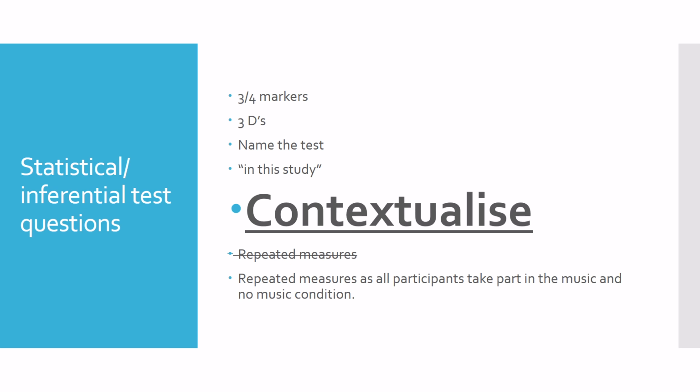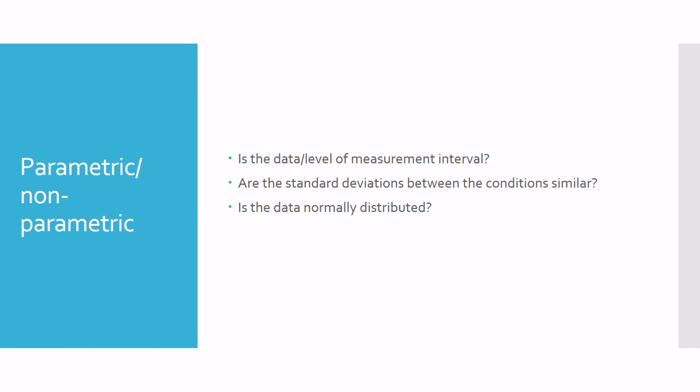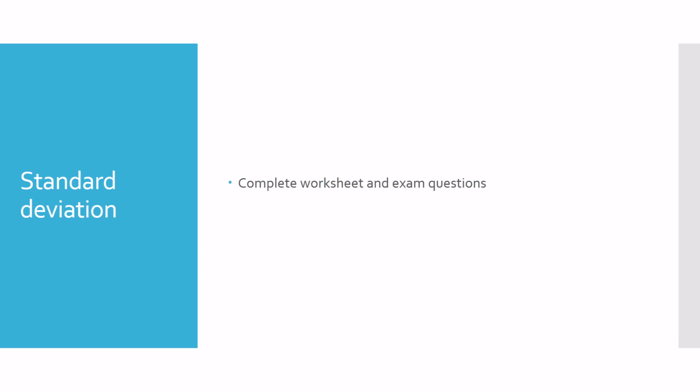Okay, so just to go back briefly, the 3 questions you would ask yourself: is the data or level of measurement interval? Yes, parametric. Are the standard deviations between the conditions similar? Yes, parametric. Is the data normally distributed? Yes, parametric. Or no to any of those, and then it is non-parametric. So you can remember no, non, very similar words.